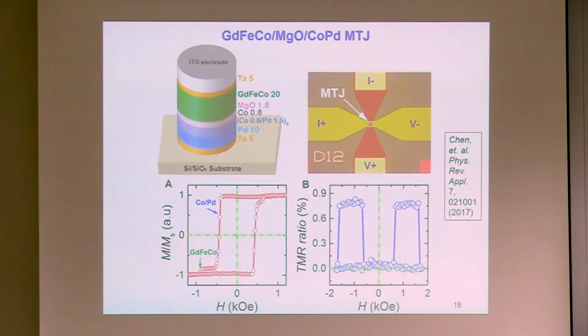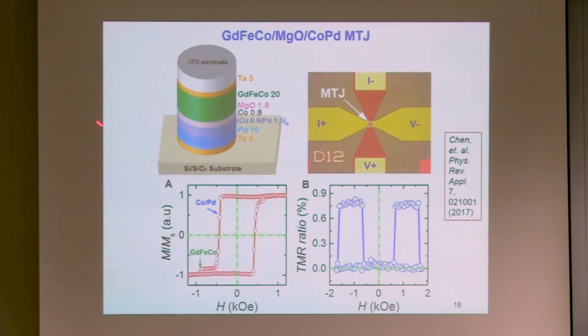If you look carefully, you can see this is a Kerr microscope video. You can see the central region being turned on and off from the contrast with a repetition rate of 1 hertz. Okay. So then with that film, we were able to develop a magnetic tunnel junction.